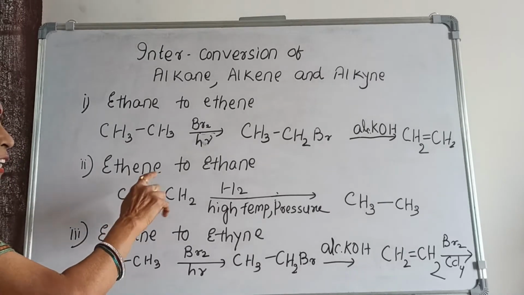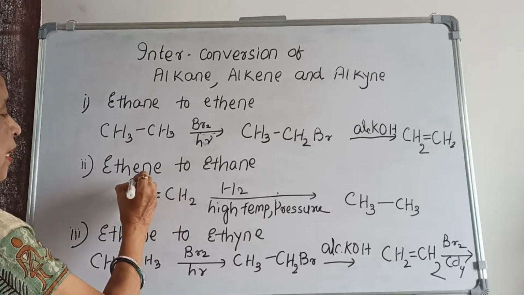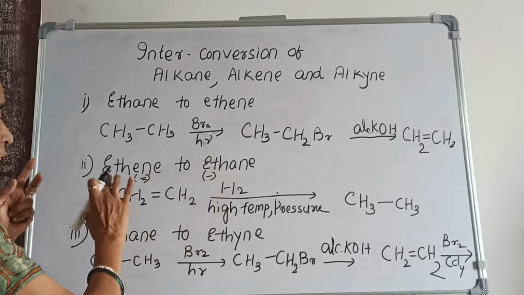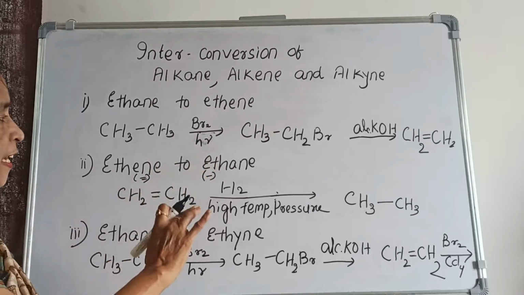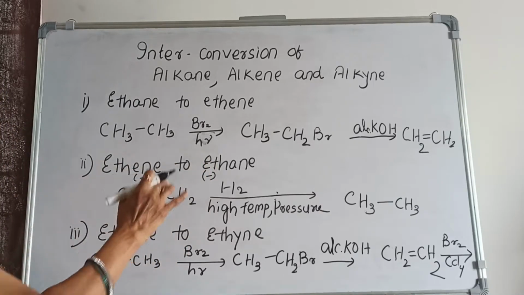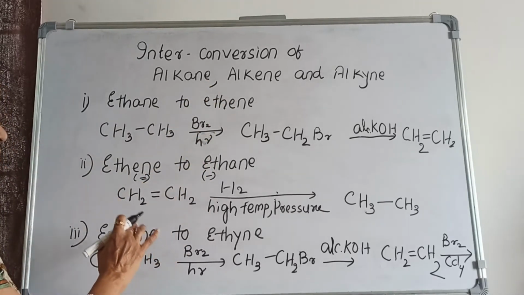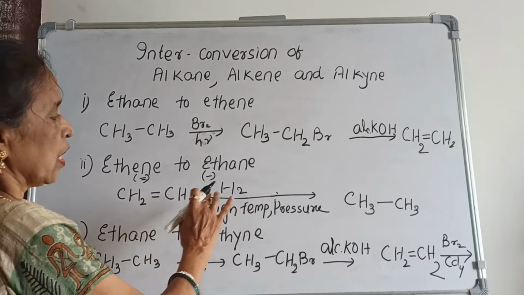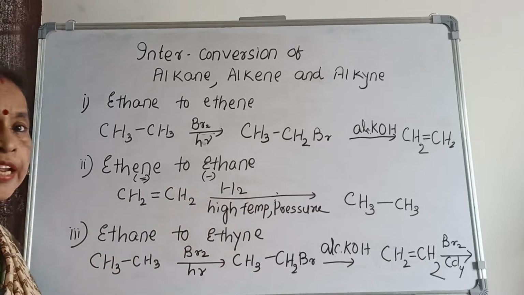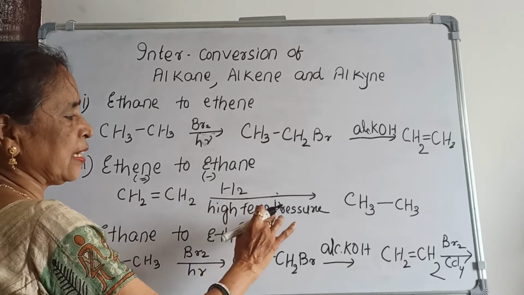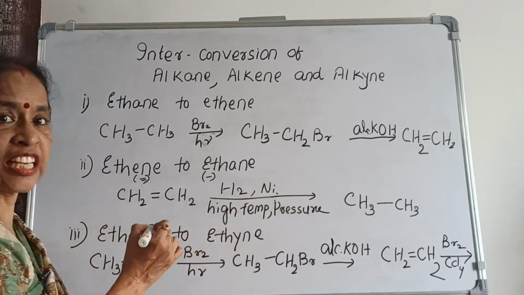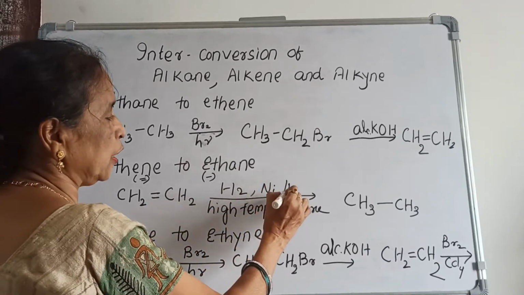Second one, ethene changes to ethane. Ethene means it contains a double bond. Ethane contains a single bond. Ethene changes to ethane. Again see, what is ethene? Unsaturated hydrocarbon alkene having 2 carbons, so CH2 double bond CH2. And now in presence of high temperature and pressure, a catalyst is also used, nickel or palladium you can use.